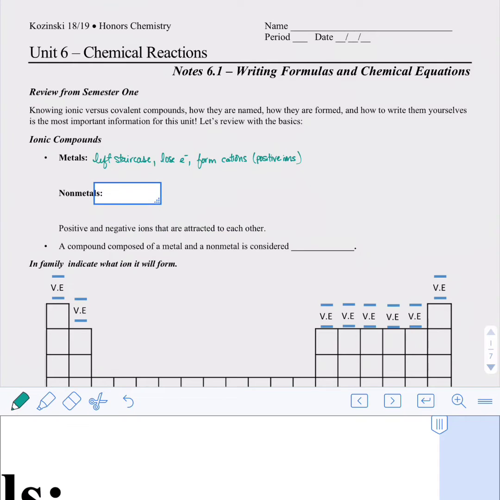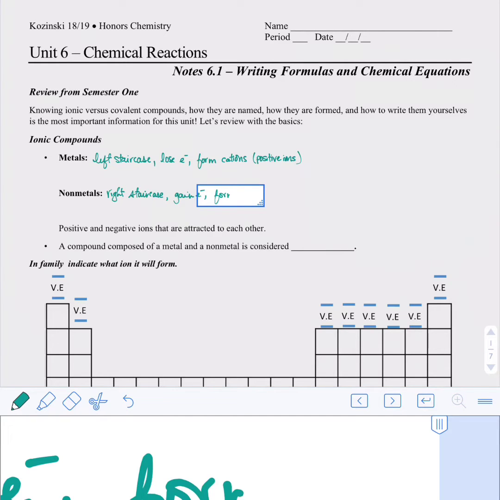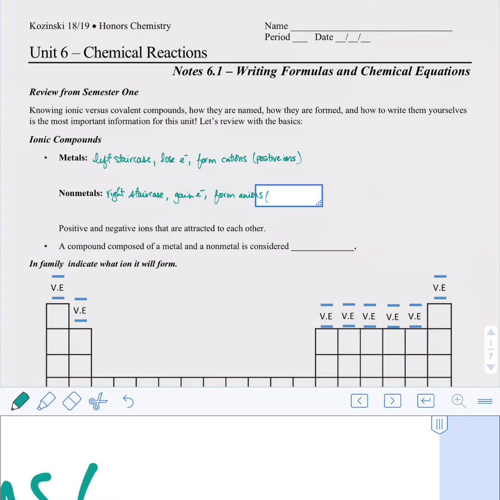Let's talk about nonmetals. Nonmetals are right of the staircase, and they tend to gain electrons. And when they gain electrons, they tend to form anions, which are negative ions.